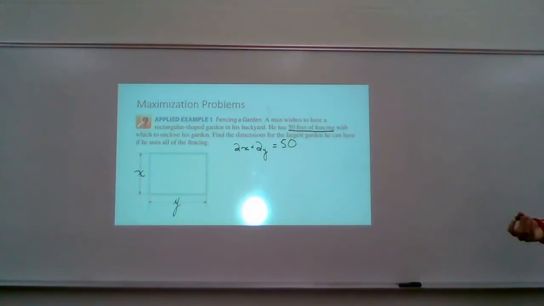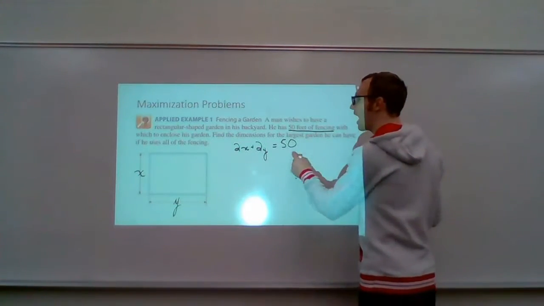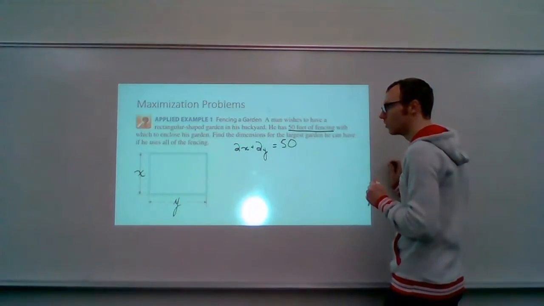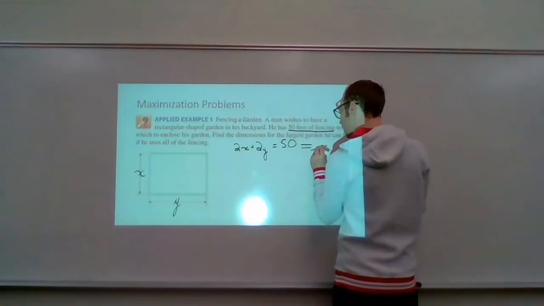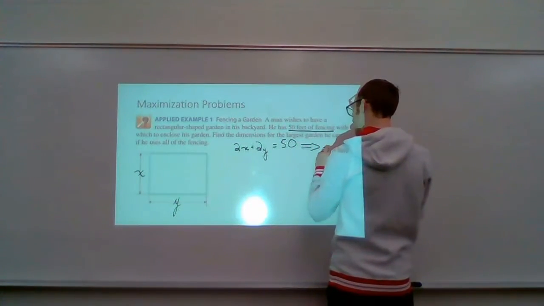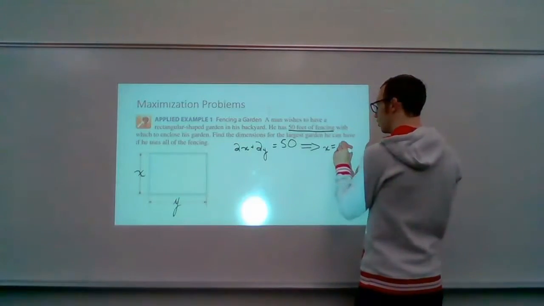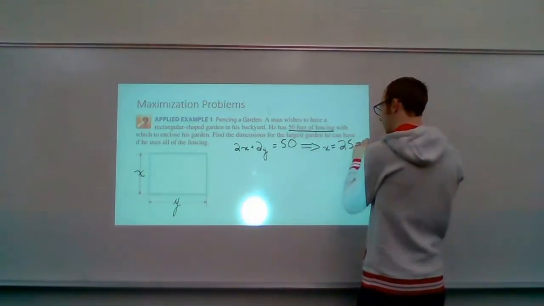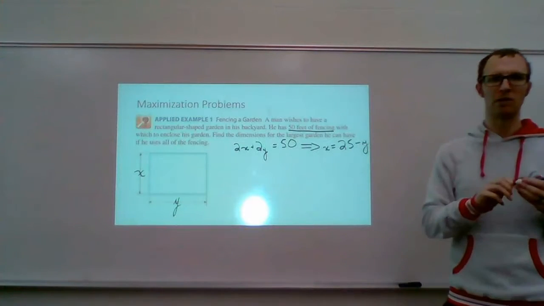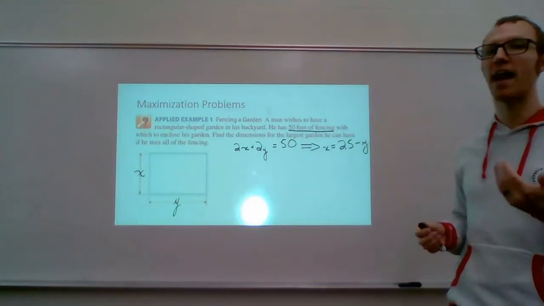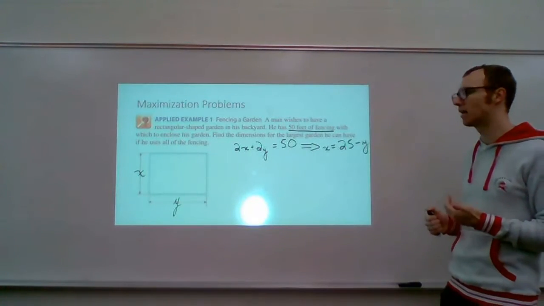Now, what I'm going to do is I'm going to solve this equation for one of these two variables. So subtracting 2y from both sides, and then dividing by 2, we can see with a couple steps of algebra that x equals 25 minus y. Okay, so we solved this equation for x. We have x equals 25 minus y.